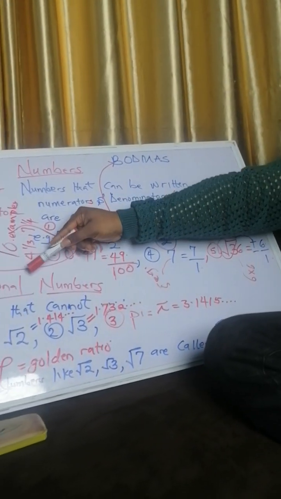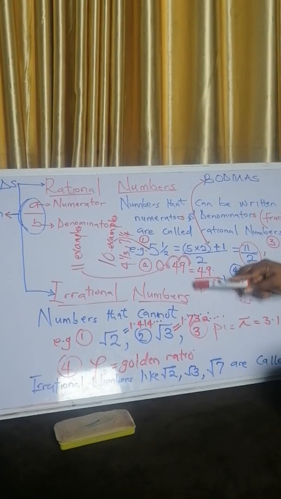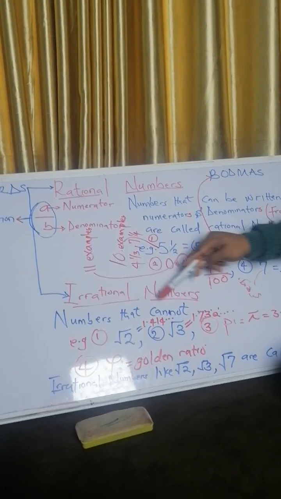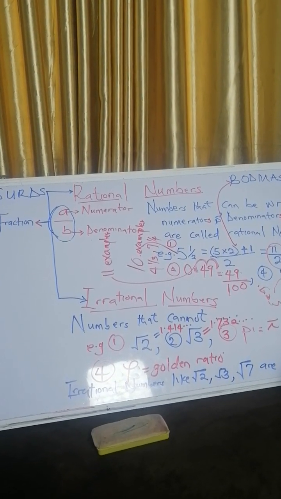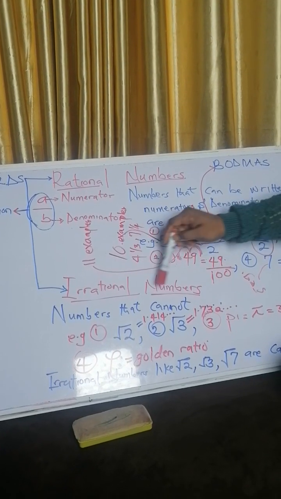So now another part of it is the opposite side, the irrational numbers, which is the opposite of what we are saying here. Irrational numbers cannot be written as a numerator and denominator. That is what they call an irrational number.